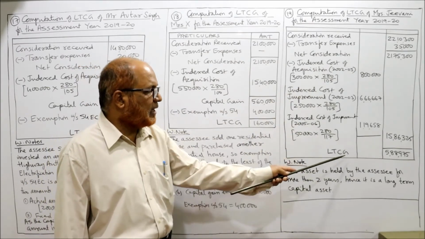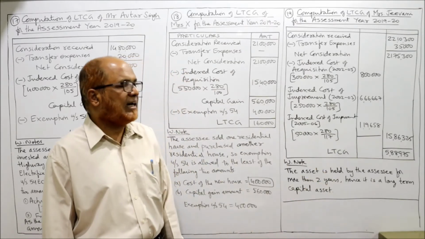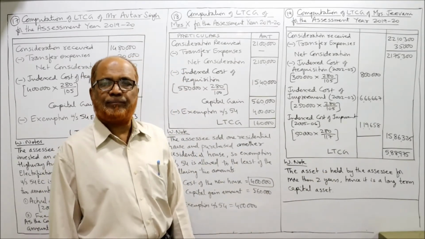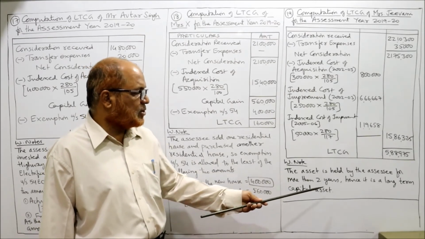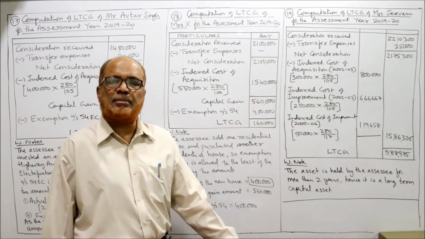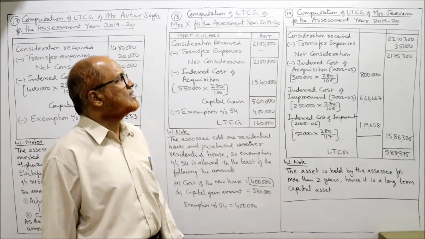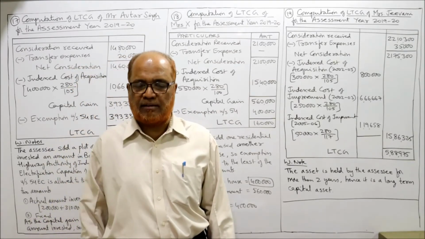So the long-term capital gain we got is 5,88,975. This is the LTCG. The asset is held by the assessee for more than 2 years. Hence, it is a long-term capital asset. So this is the end of problem number 19.